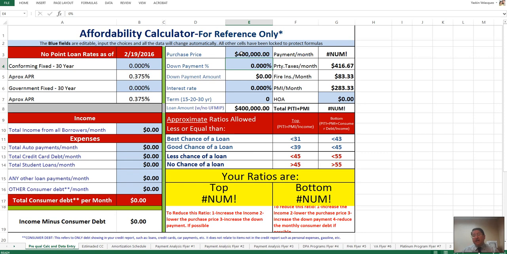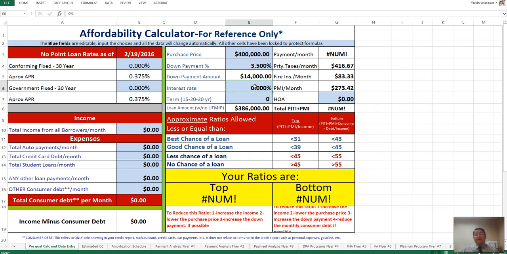Conventional loans start at 5%. So conventional loans can go from 5%, 10%, 15%, 20%, and obviously you can give more than 20% if you want to. But for right now, we'll do a government program, the FHA program, so we're going to do 3.5%. So I'm going to do 3.5% down payment here, and it automatically tells me what the down payment is going to be. So 3.5% of $400,000 is $14,000.